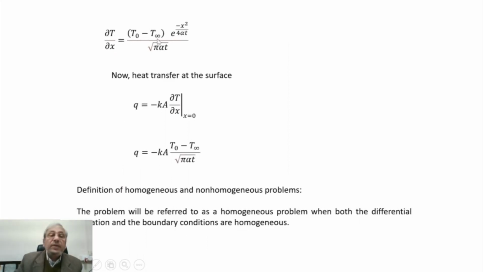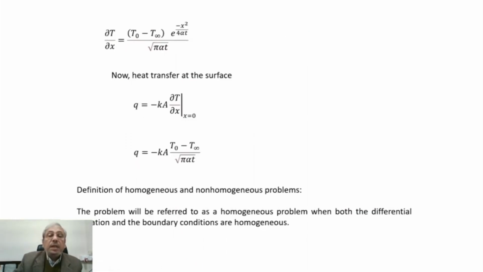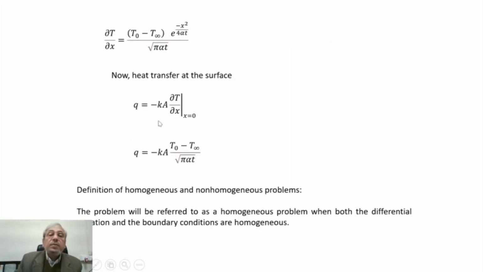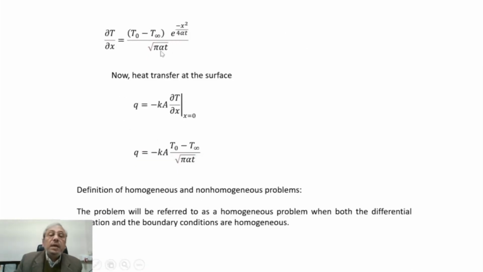So finally we can write T0 minus T infinity, and here df/dx we get as e to the power minus η² divided by root over 4παt. So e to the power minus x² by 4αt, that means minus η² divided by root over παt.